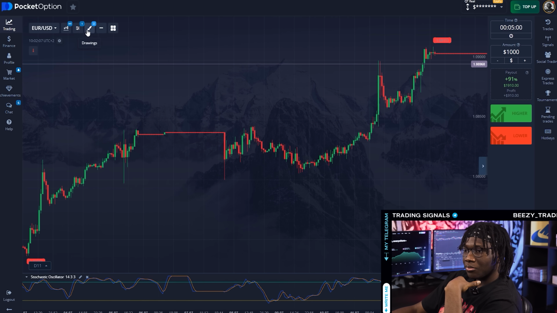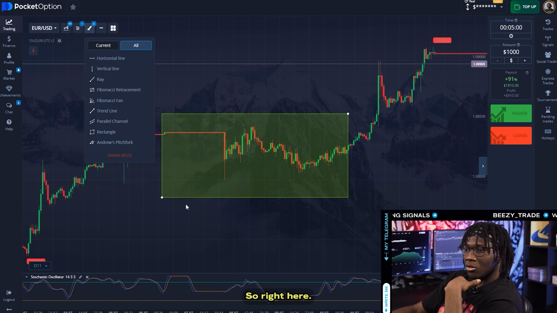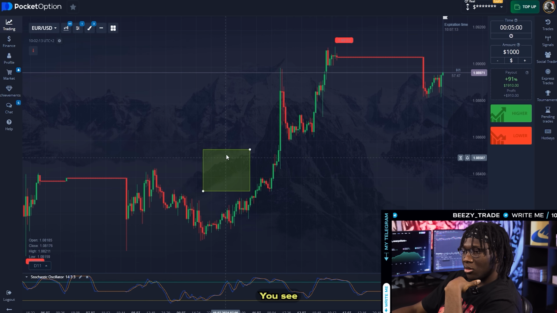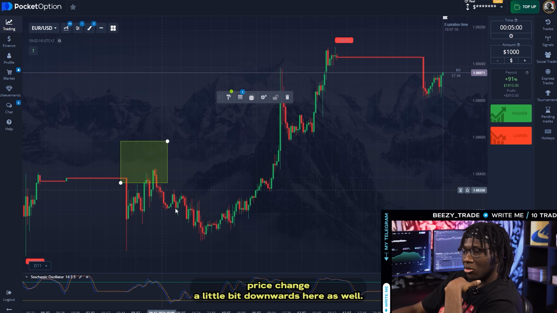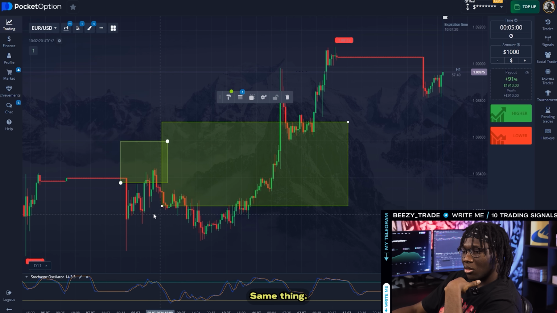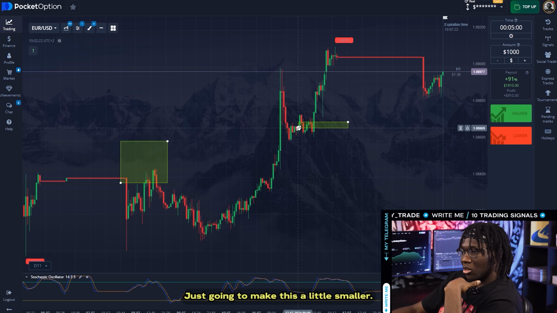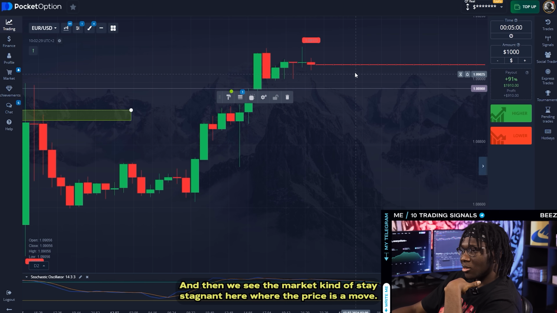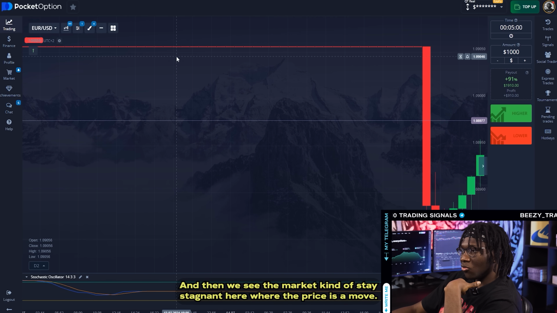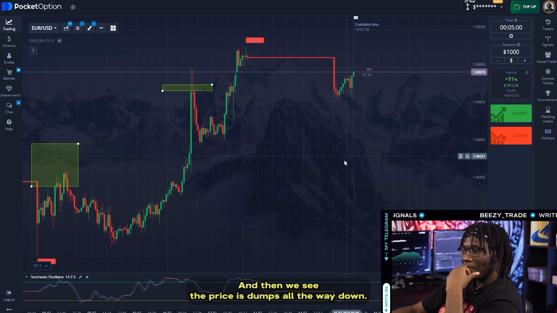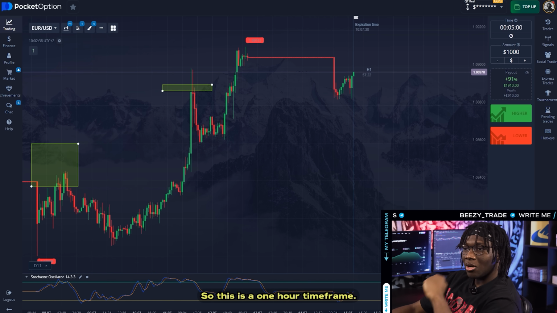Right here, you can see price change a little bit downwards here as well. Same thing. Just going to make this a little smaller. We get a little bit of an upward trend, and then we see the market kind of stay stagnant here where the price doesn't move, and then we see the price just dumps all the way down. So this is our 1 hour time frame.